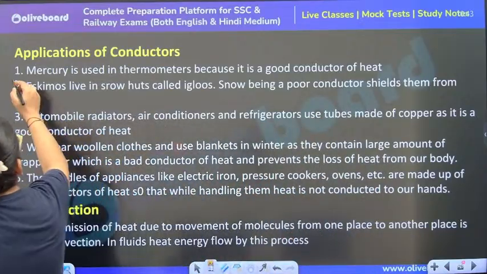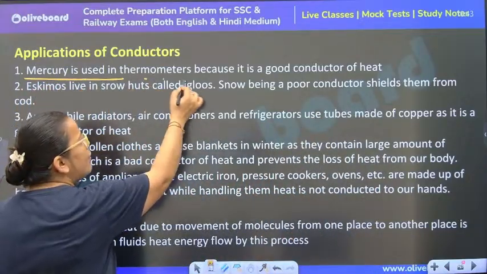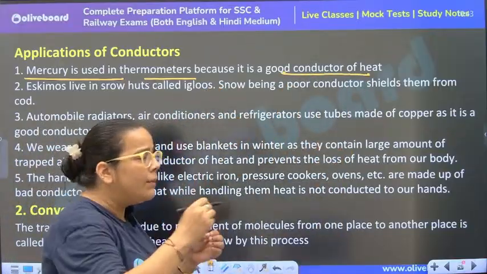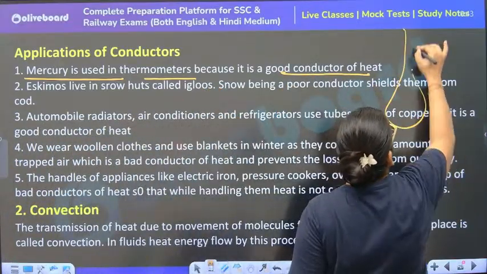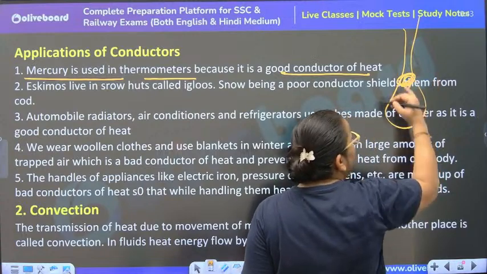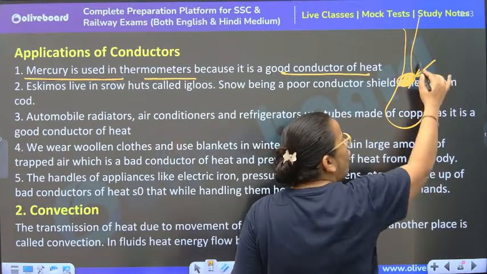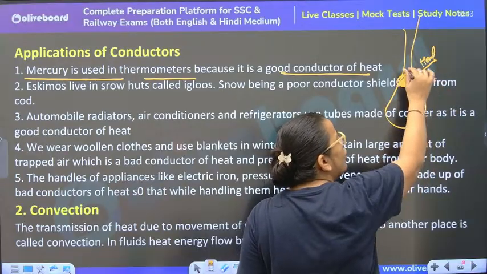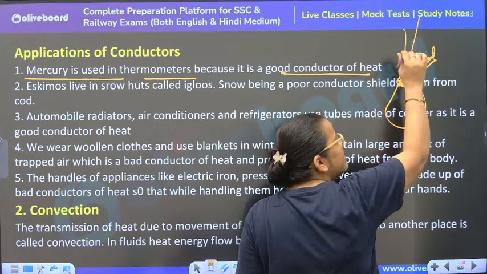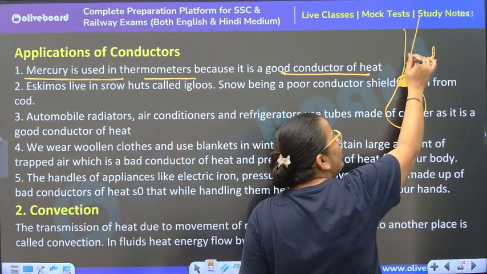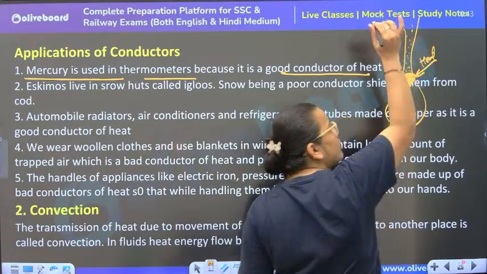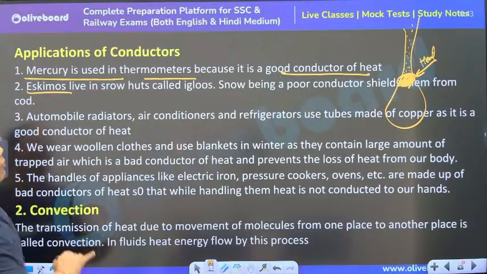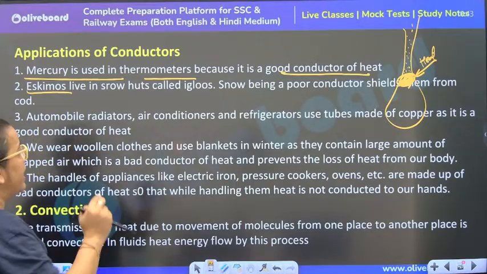See here, mercury is used in a thermometer. Why? Because it is a good conductor of heat. For example, in a thermometer, this is the mercury. It gets the temperature or the heat. Now after some time, the molecules also get heat and start vibrating, and so the temperature rises. Clear?